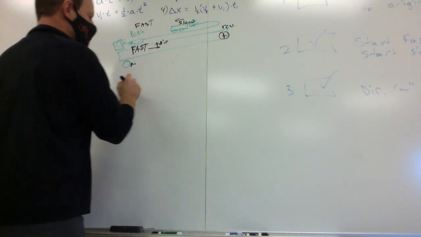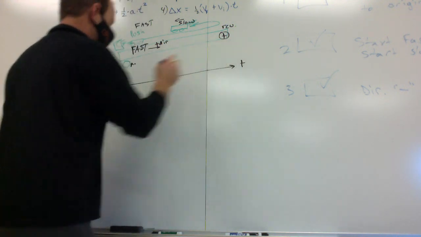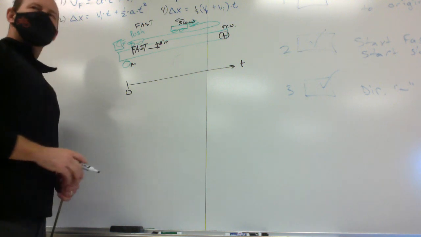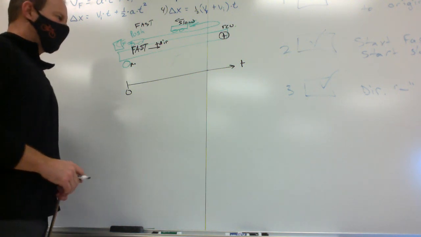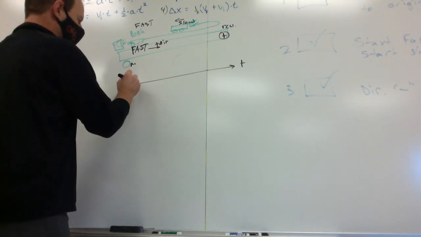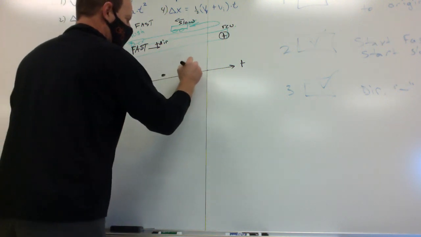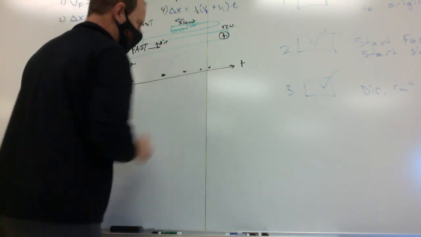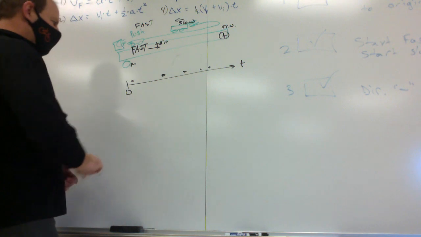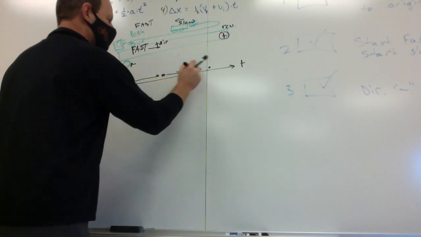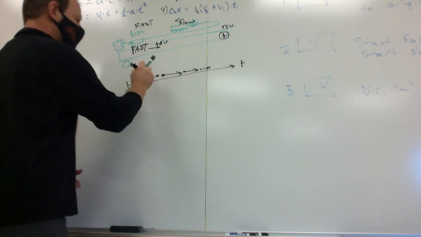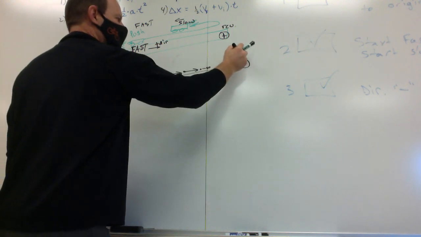So motion map, positive direction out there, 0 here. What should my dot patterns look like? Big spaces, then little spaces, and then little spaces and big spaces. I like that. Okay, so there's the way up. Big to little spaces, positive velocity because we're heading in the positive direction.